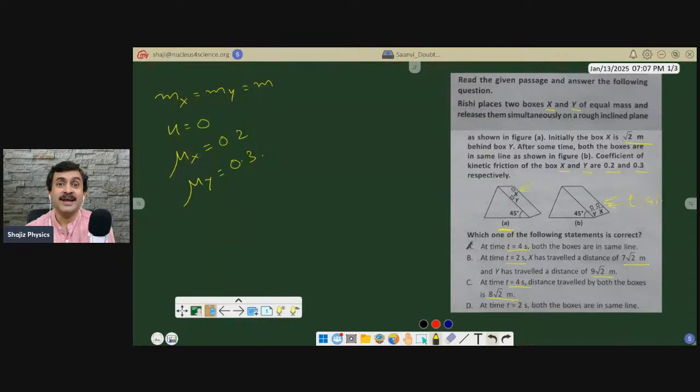Both the boxes is 8 root 2 meter. We can discard that option upfront. Why can we discard that option upfront?